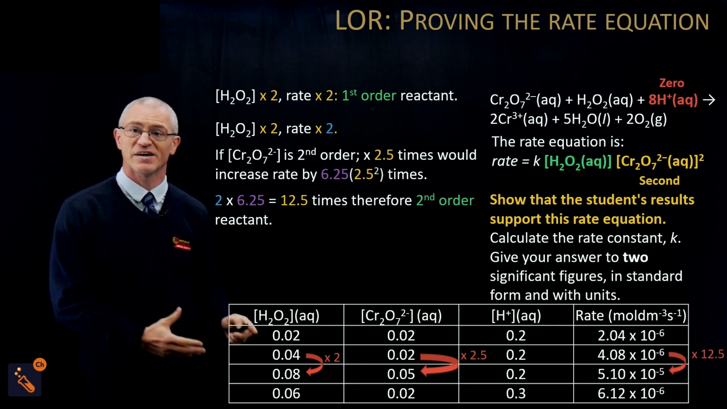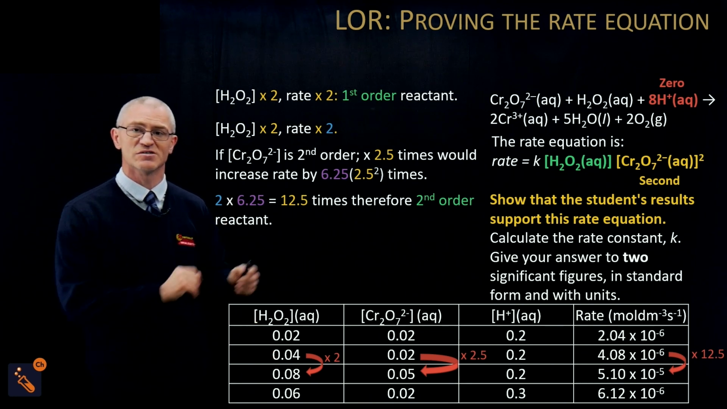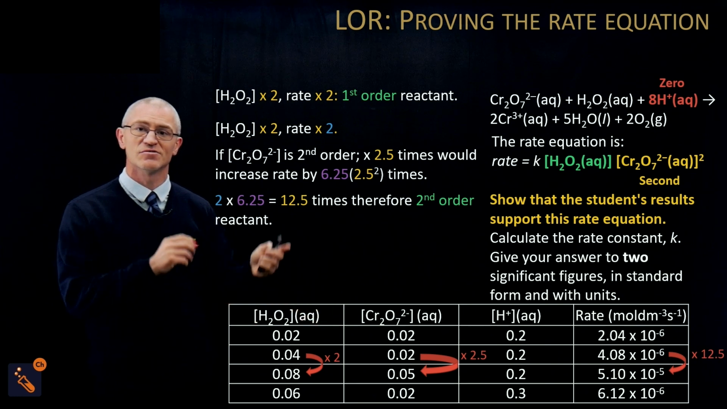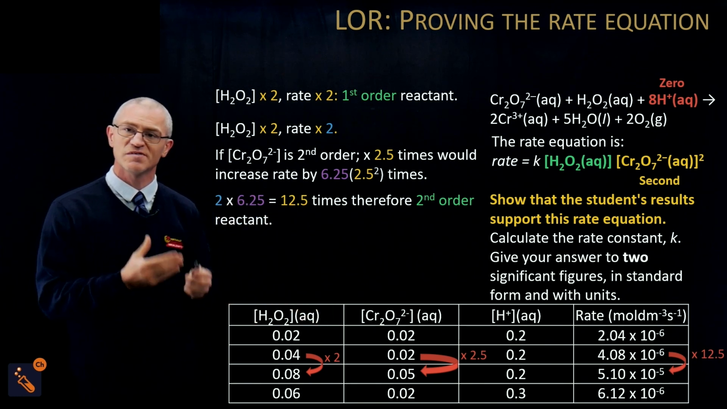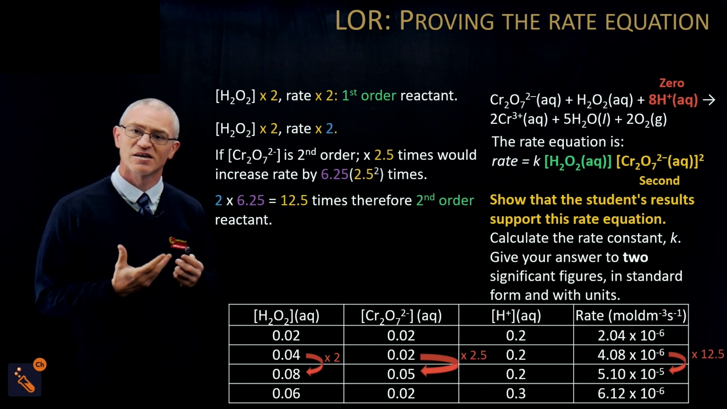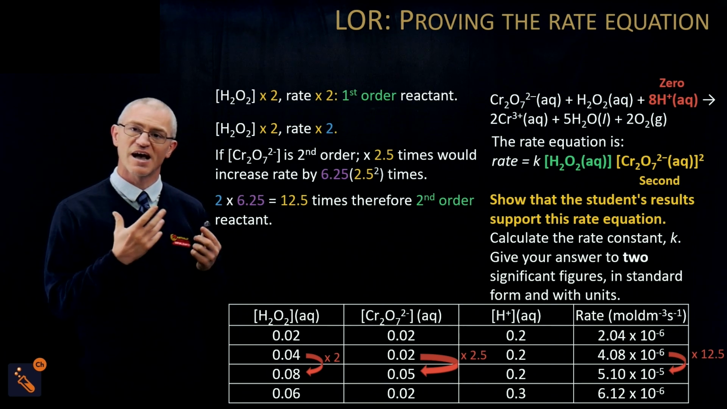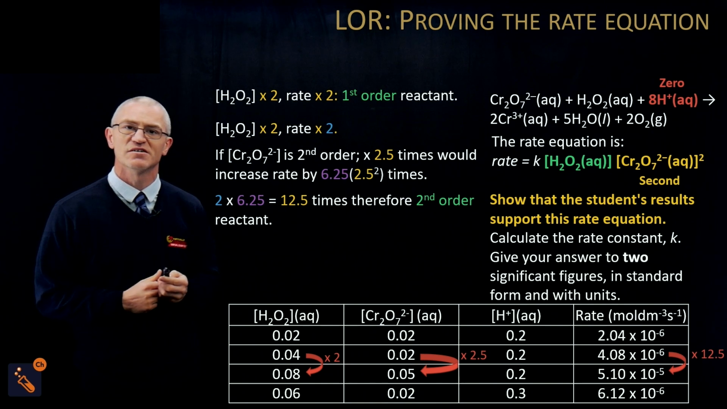And that accounts for the fact that the first order reactant is being times by 2, and therefore the rate is being times by 2. And if that's second order, it'll also be times by 2.5 squared. So we've now proved in these statements that chromate is second order and H2O2 is first order. That leaves behind our H+.